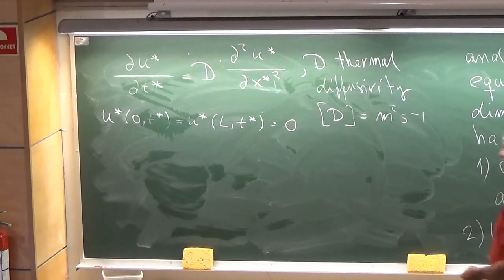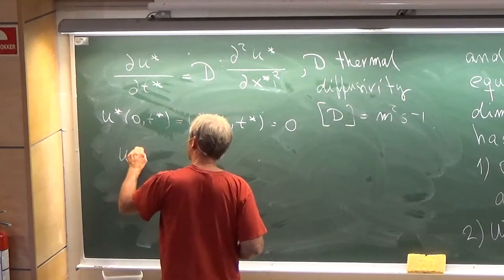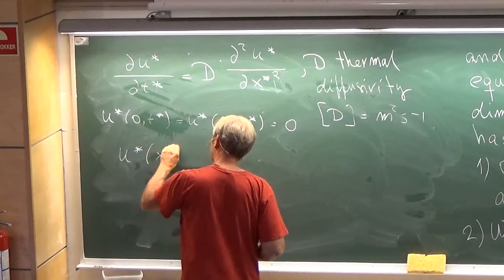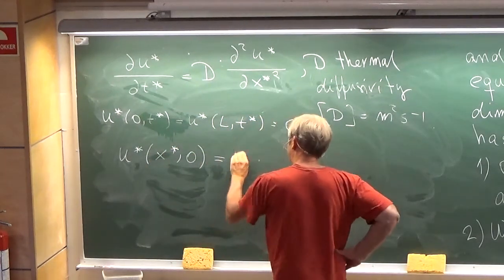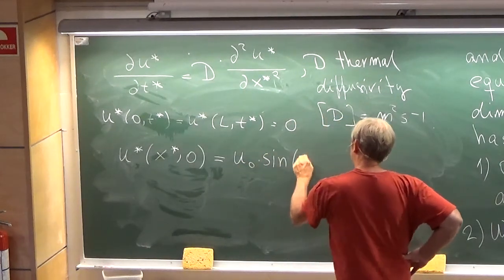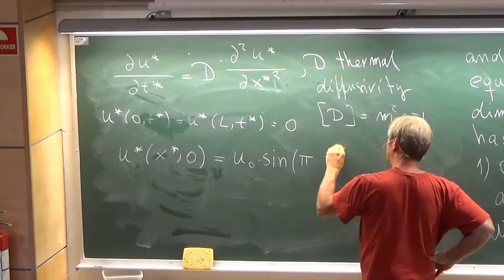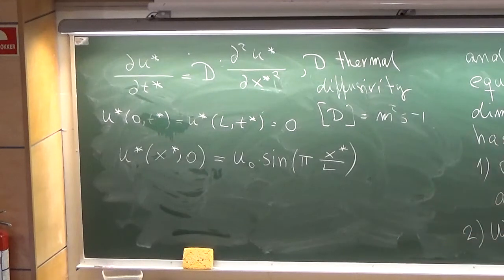And maybe we have given some initial condition. Let's take a concrete one. It's u0 times the sine of pi times x star divided by L. So you see that the temperature goes from 0 up and then down to 0 again when x star equals L.